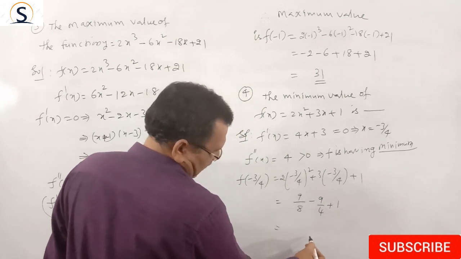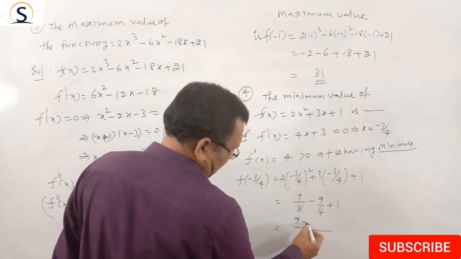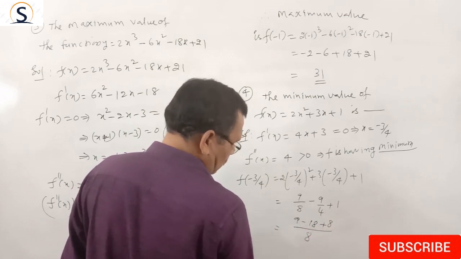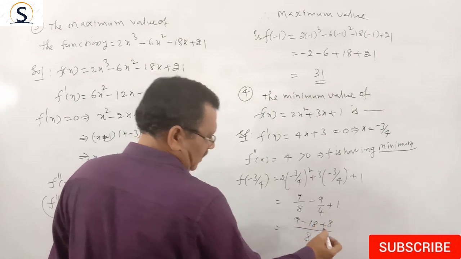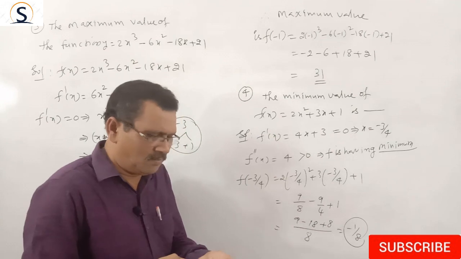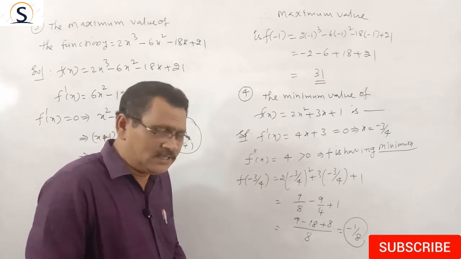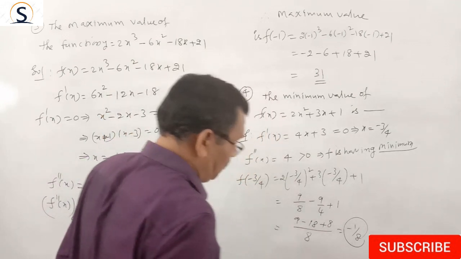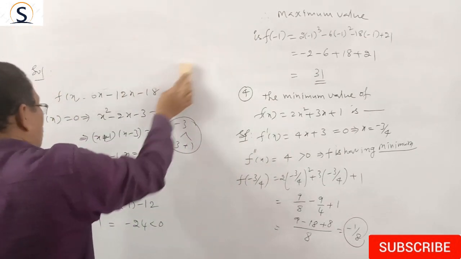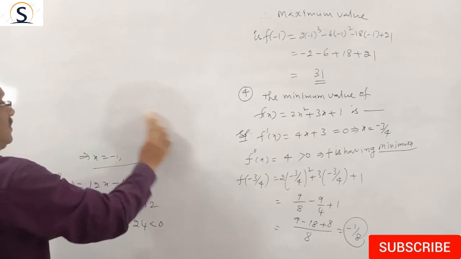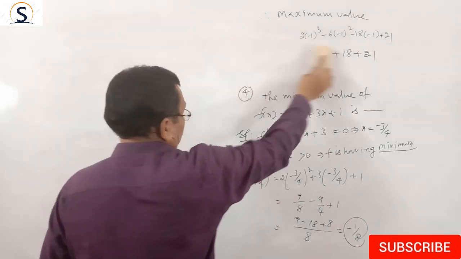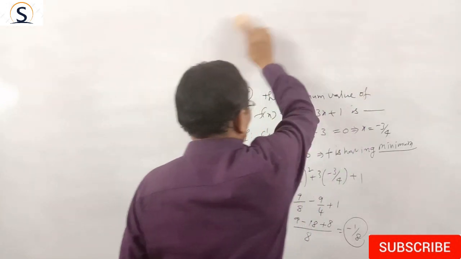Now the LCM is 8. So first one is 9, 4 2s are 8, 2 9s are 18, plus 8 1s are 8. Okay. 17 minus 18 is minus 1 by 8. This is your minimum value of the function. Okay. Increasing interval, decreasing interval, maximum and minimum. So in these 4 we have discussed polynomial functions, maybe third order or second order, whatever the order. Okay.